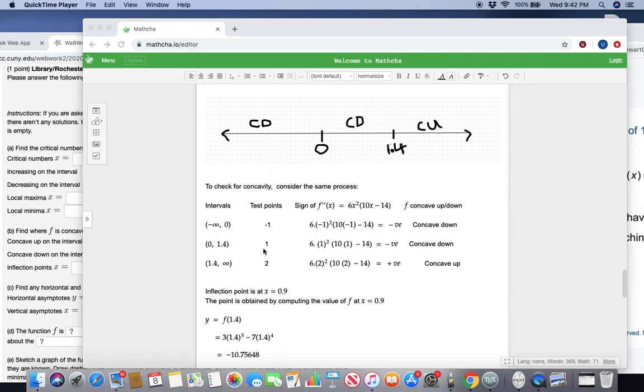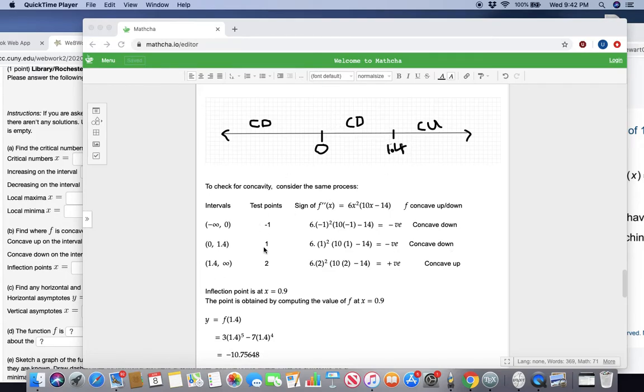The next interval, I'll choose test point 1. Plug it in. 1 squared. Plug it in. 10 times 1 minus 14. Well, this is positive. This is 10 minus 14. Aha, it's a negative. So it continues to be concave down. On this interval, it is concave down.